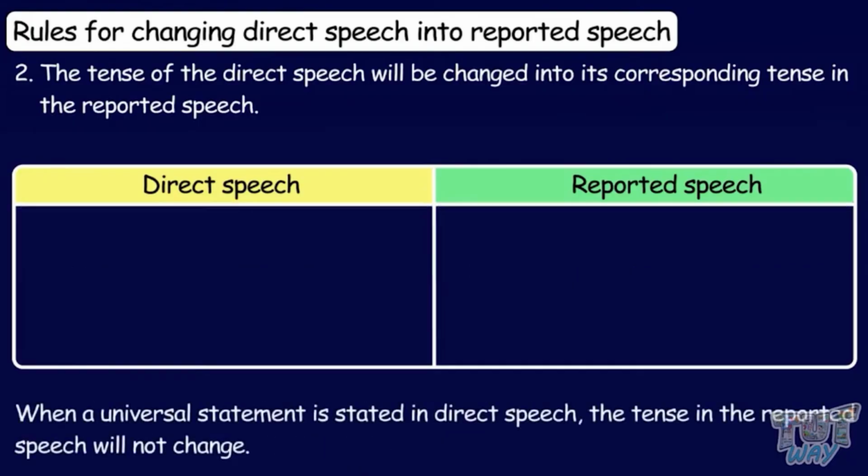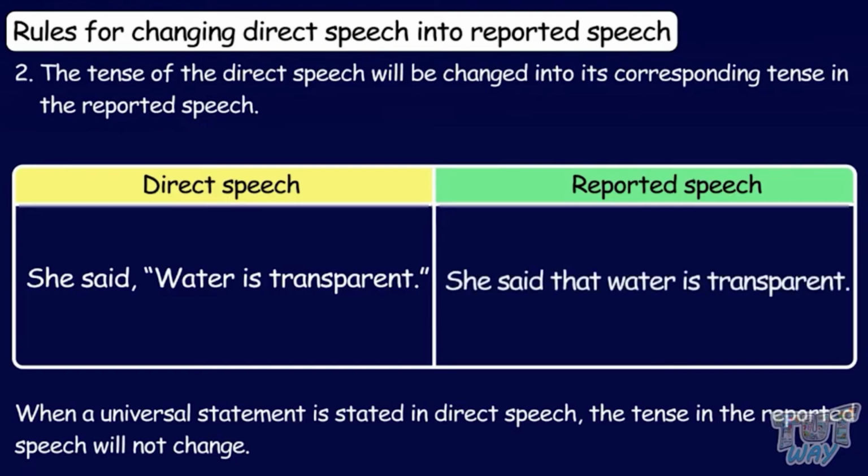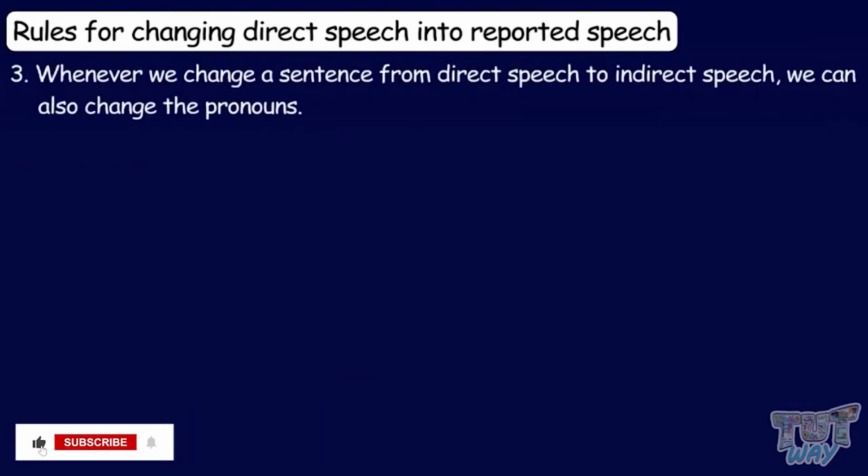When a universal statement is stated in direct speech, the tense in the reported speech will not change. For example, she said, "Water is transparent." The fact that water is transparent is known universally, so the tense in the reported speech will not change. So, the sentence will be, "She said that water is transparent." Third, whenever we change a sentence from direct speech to indirect speech, we can also change the pronouns.